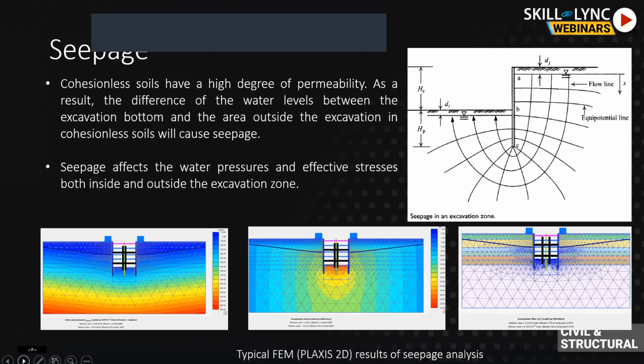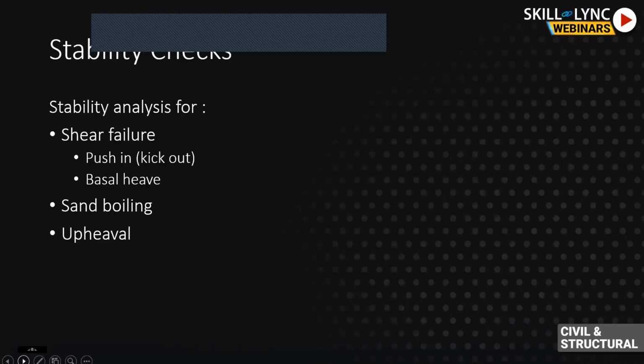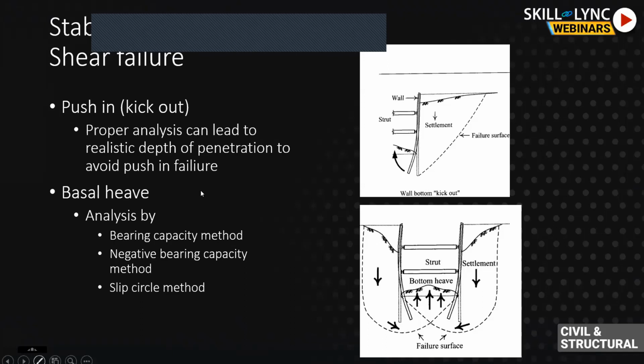Seepage analysis generally consists of transient and steady state analysis. It is a normal routine work in design exercise. Stability checks. Whenever we are designing a D wall or any kind of embedded retaining wall, we have to do stability checks. There are generally three types of stability checks: shear failure, sand boiling, and upheaval. First we'll start with shear failure.